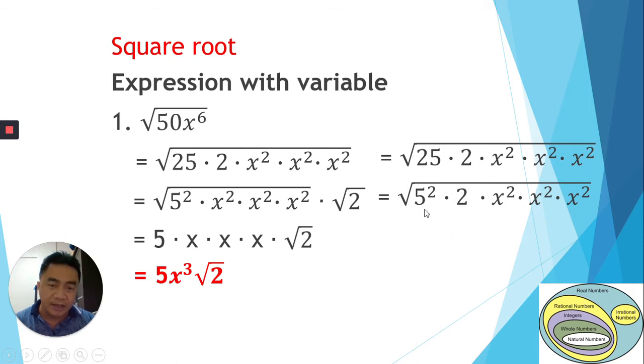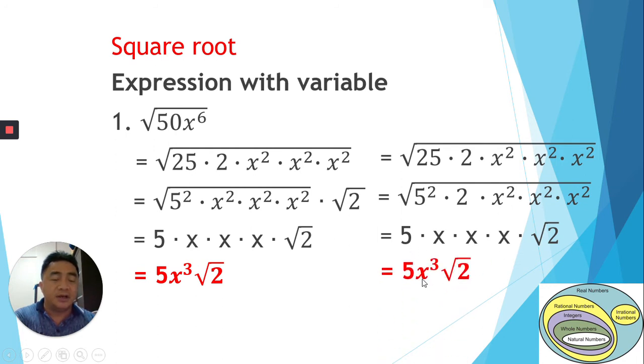So we can extract this out since this is power 2. The power will cancel out. Also with this one, and this one. Only this will remain inside. So we have 5, then x, then x, then x, then this one will stay. So combining this, we have 5x cubed times the square root of 2.